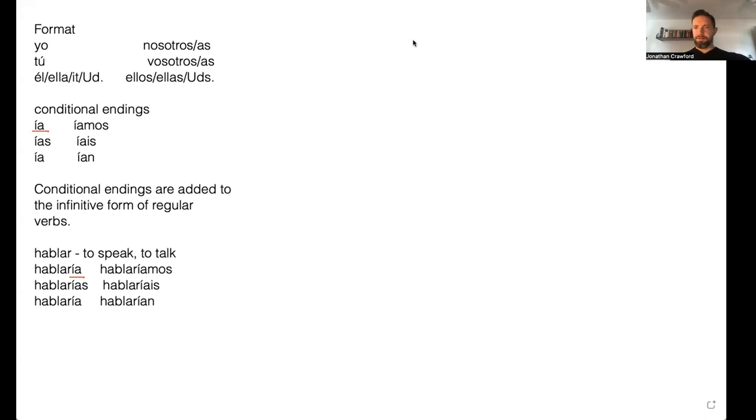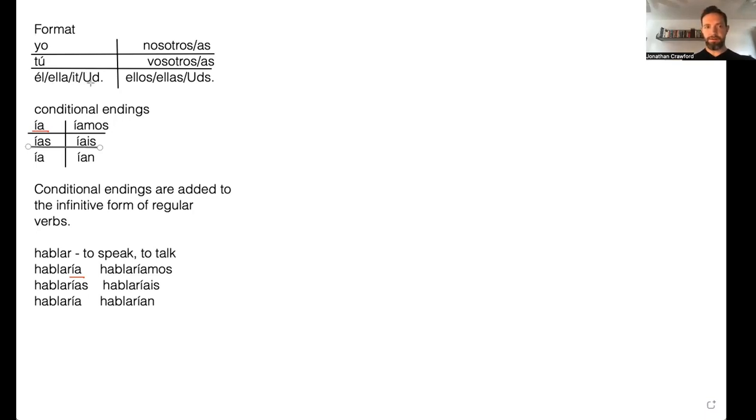Now, if you are completely confused as to what I'm talking about, then let me go ahead and explain really fast. Okay? So nobody will be confused. Everybody who understands this now understands how to form the conditional. Now let me explain a little bit for those who don't understand. The way you form the conditional is with this format. Yo means I. Tú means you. Él means he. Ella means she.